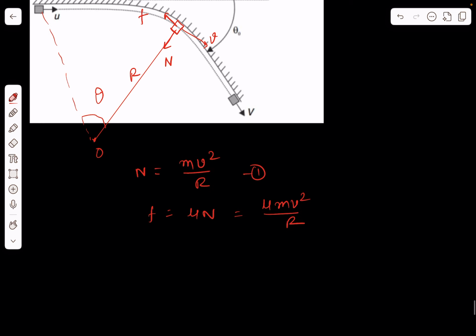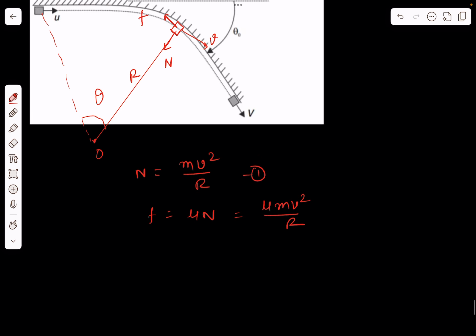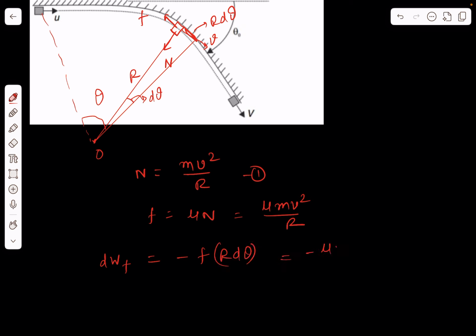Now the work done by friction will be negative, and this will be the retarding reason behind the block slowing down. And so the small work done by friction will be minus f, and in a small displacement d theta, let us say it goes on to travel another angular displacement d theta, then this distance traveled will be r d theta. So minus f into r d theta, which on simplification gives us minus mu m v squared into d theta.